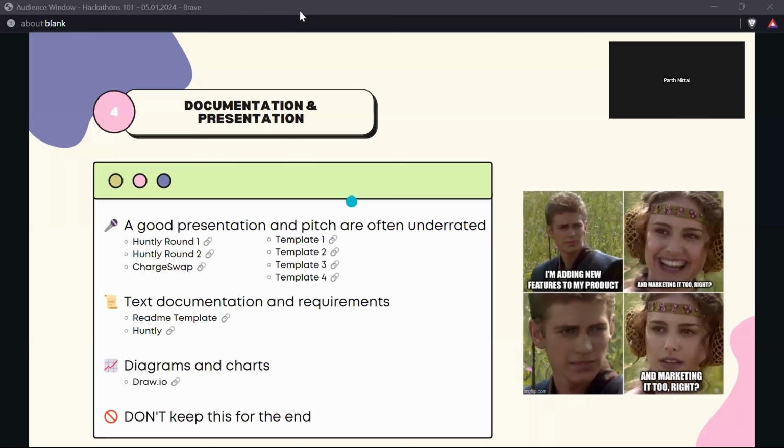Provide all relevant links and information in the README itself or wherever you are submitting a project, let's say DevFolio or ETH Global or whatever. Fill all the information that is required by the submission website. And very, very importantly, do not keep this for the end. We have made this mistake time and again. We end up not making a really good video or not being able to present it.